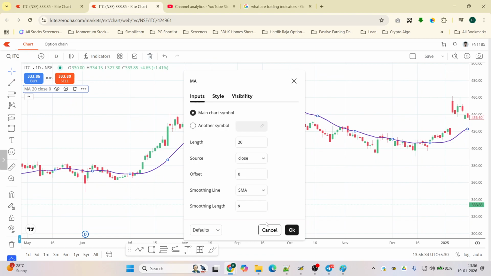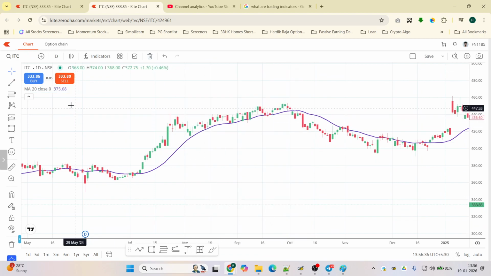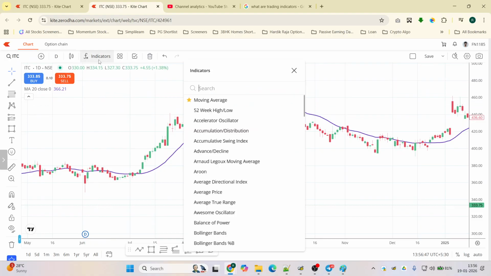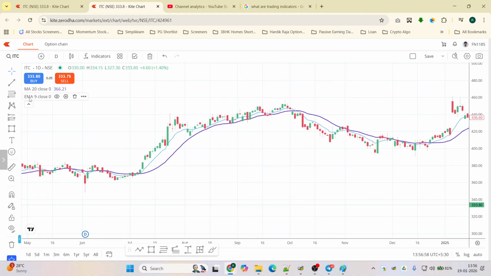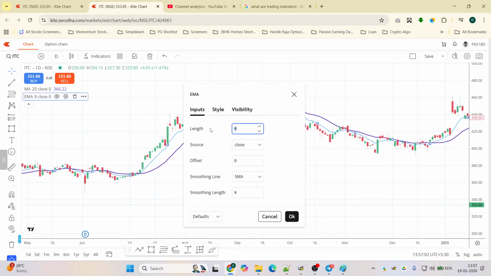Now I will show you, this is how you can add a moving average. For comparison, in the same chart, I will show you how to add the exponential moving average. So I click on indicators, type EMA. You can see moving average exponential. I click on this. Same thing, EMA is in 9 setting, so I am just changing it to 20.